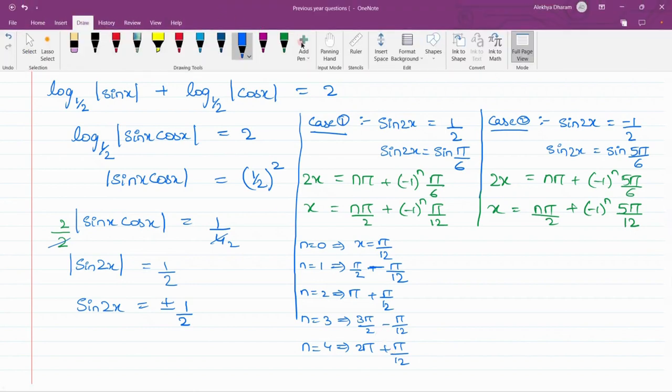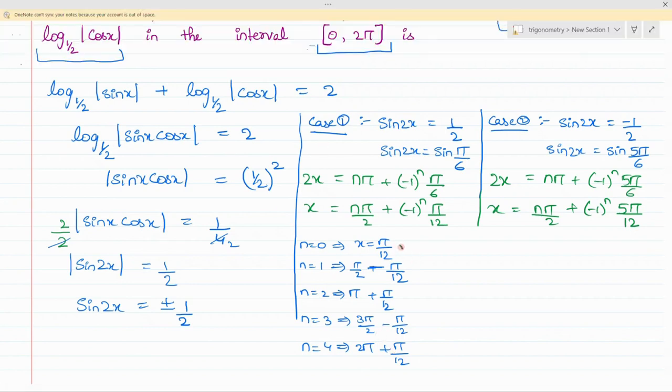Now, if you observe carefully, this value fits the range. It lies in 0 to 2 pi. This also fits the range. This also lies in the range. This also lies in the range. But this doesn't lie because it is 2 pi plus, and the range ends at 2 pi. So from here we can get the number of solutions are 4.